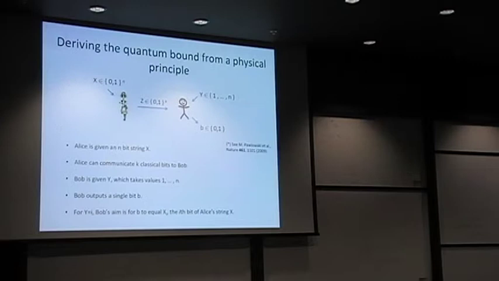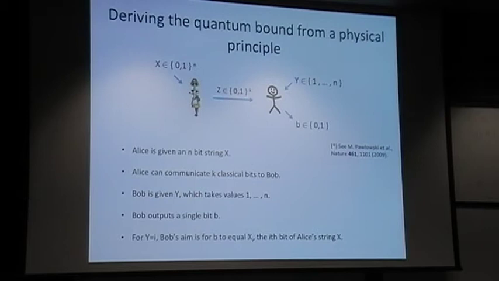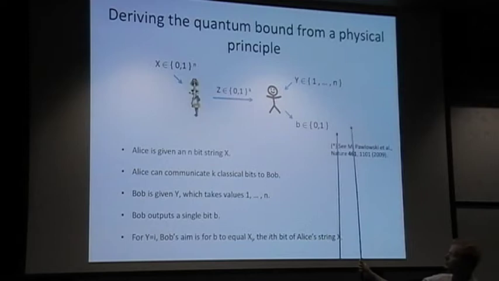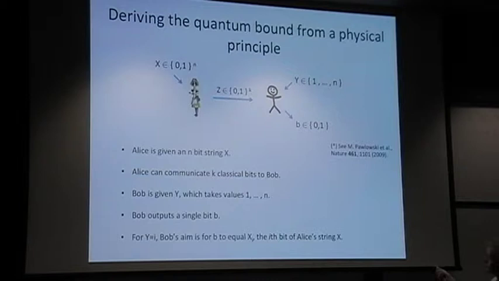This was some work by Pavlovsky and others. It was published in Nature, in fact. And we're going to consider another of these little games, a little bit similar to the one before, but with some difference. So again, we have Alice and Bob separated, and once they're separated, this time their communication is limited, rather than being zero.